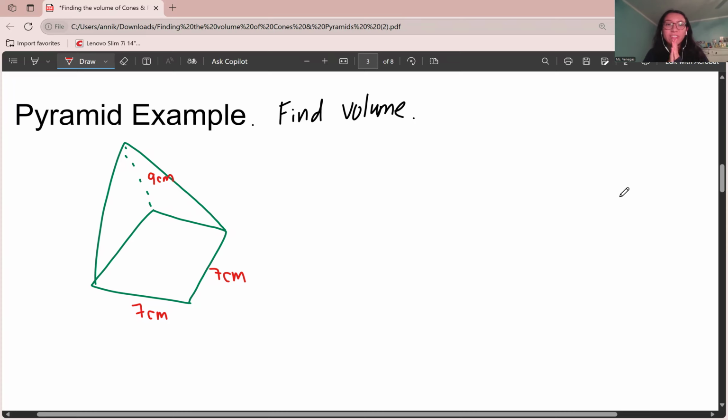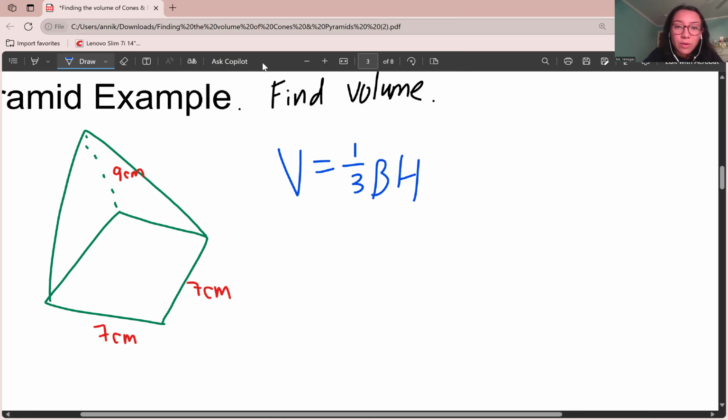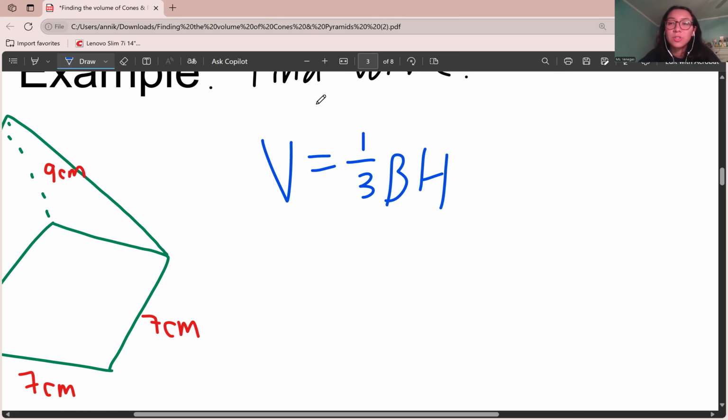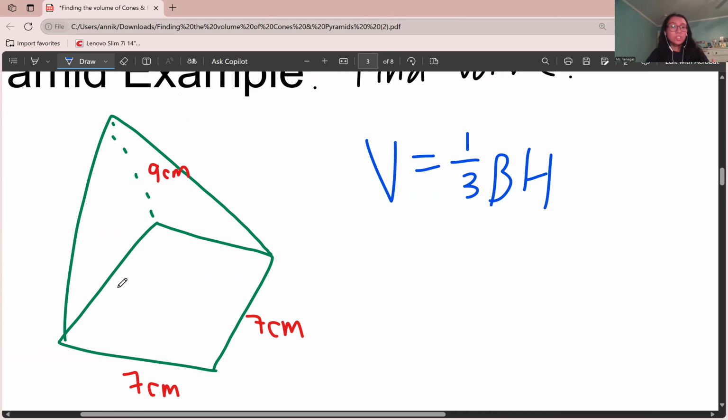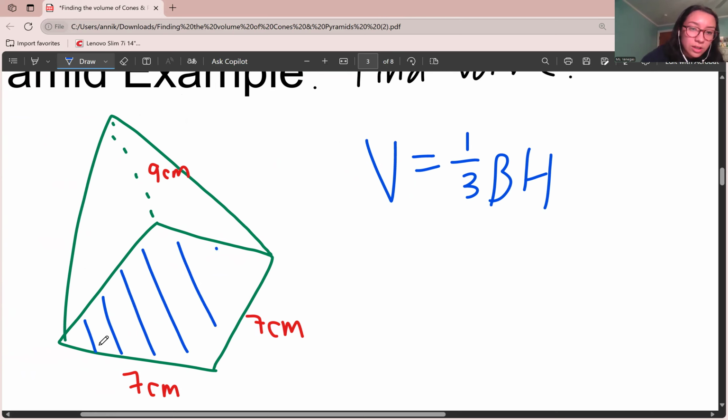All right, let's start with an example now. This is an example of a pyramid and it asks us to find the volume. We're going to use the formula that we just learned. Remember that volume equals 1/3 base times height for any pyramid with any base. Now we're going to determine what formula to use for this pyramid. Well, what shape is our base? The base is the blue shaded region that I just highlighted.